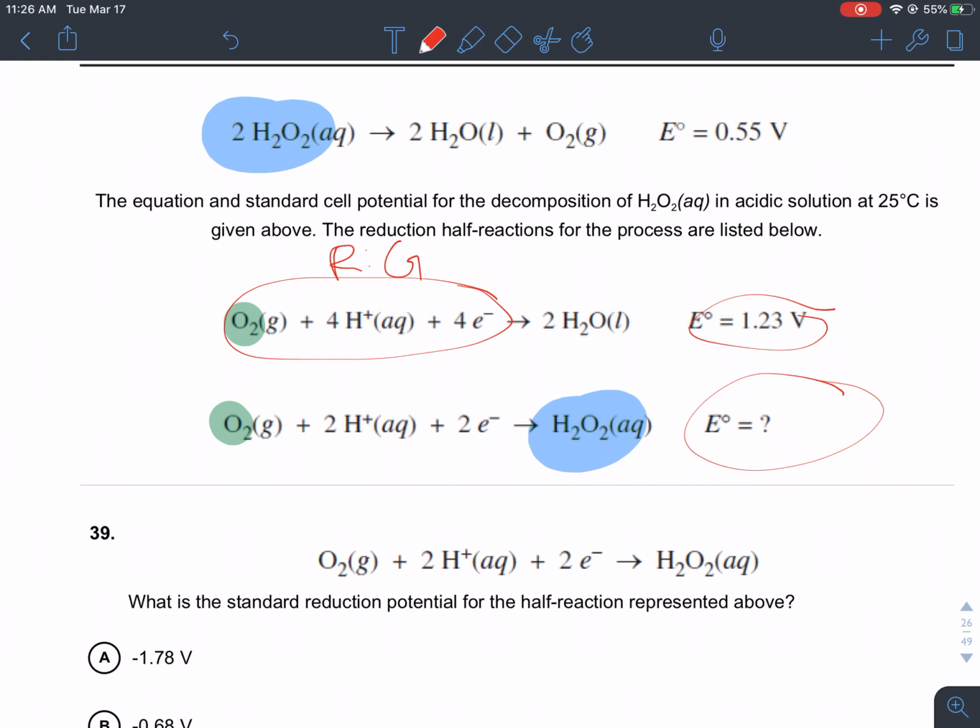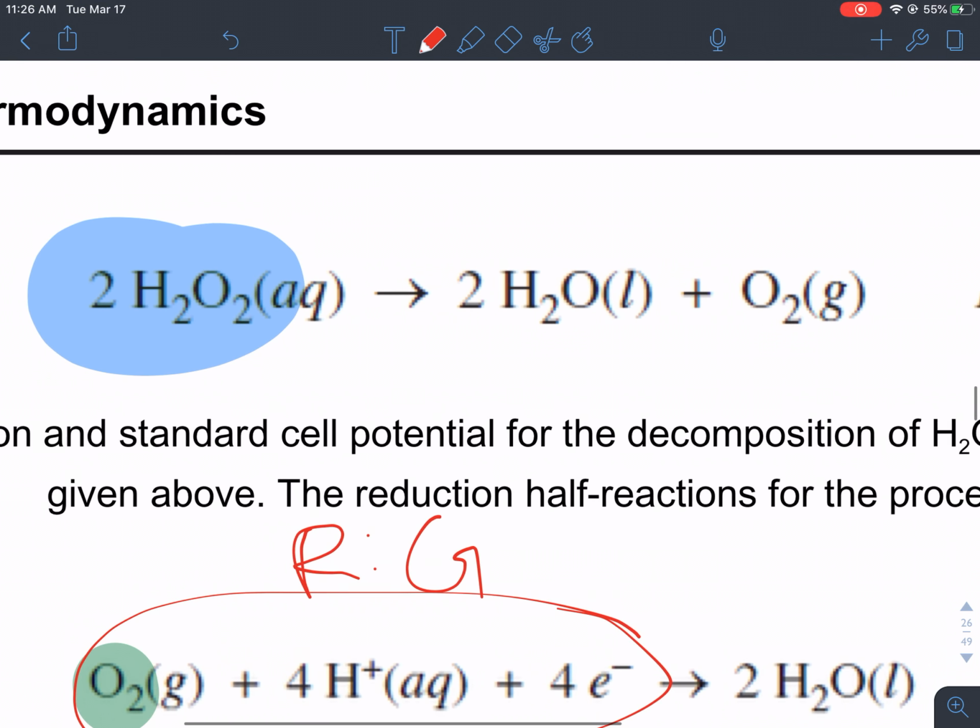But on the other side, this one needs to be flipped, but I don't see electrons here. But you know what? Do your oxidation numbers. If you remember, H is always +1, and oxygen's always -2. However, over here it's 0, but this oxygen here is -1. Do you guys remember that? Oxygens in a peroxide have an oxidation number of -1.